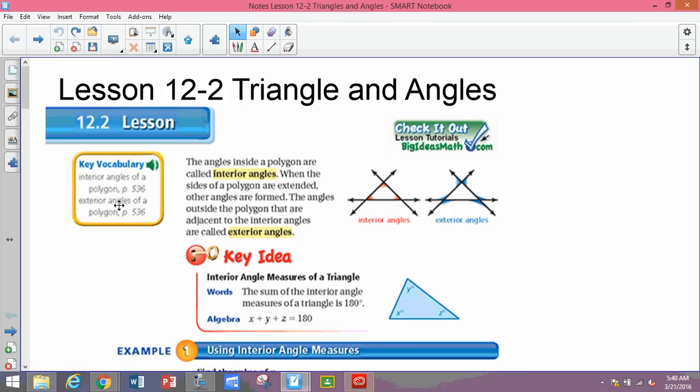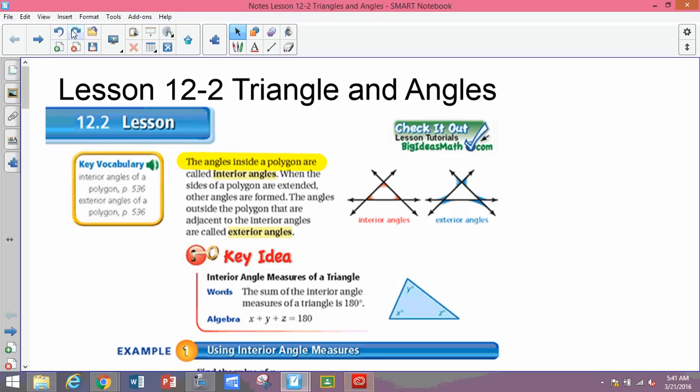Okay, today's lesson is 12-2, triangles and angles. The first part of this lesson is actually quite simple. It's really just a review of what we did when we were dealing with triangles back in chapter, what was it? Chapter 7, maybe. And then the second part is a new concept.